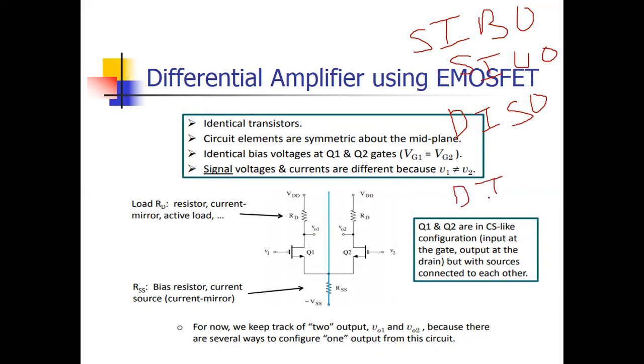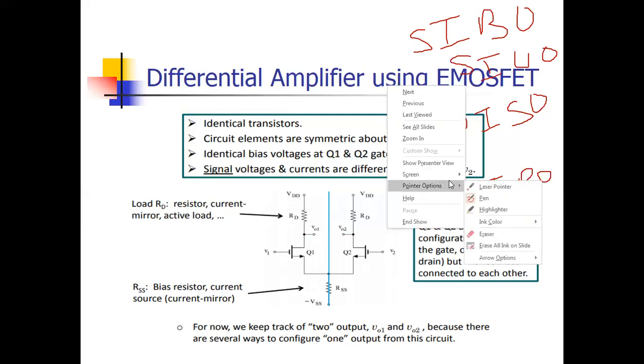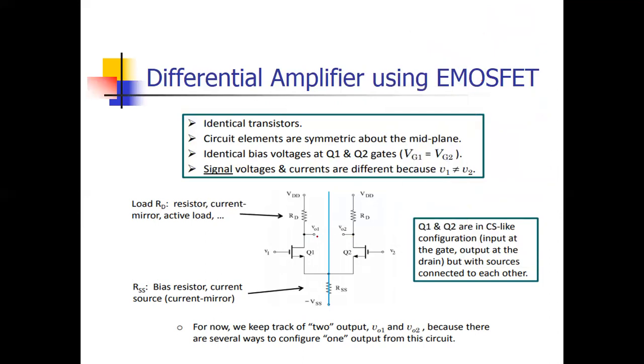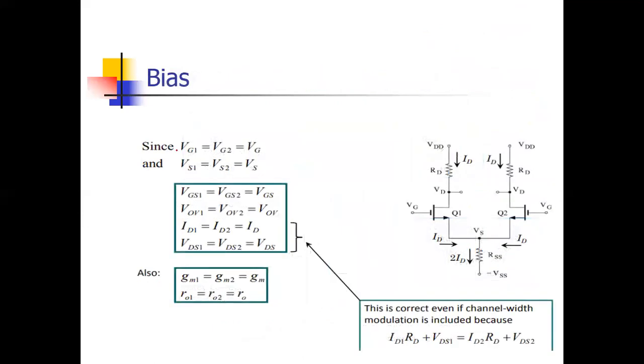Dual input balanced output means you apply input at both input terminals and take output at both terminals. So we use dual input balanced output. Remember, we use dual input balanced output, which means we apply input at both input terminals and take output from both terminals. Okay, now bias. How will we do the biasing?